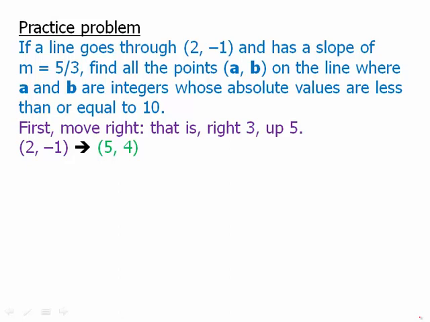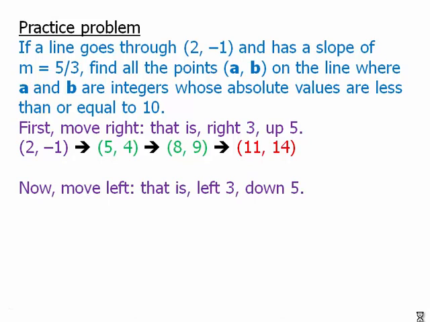That's 1 point. Then we can move 3 to the right and 5 up again. Add 3 to the x-coordinate, add 5 to the y-coordinate. That brings us to the point (8, 9). If we do it again, then we get points whose absolute values are greater than 10. So that doesn't count. We found 2 points that work, and then we ran up to a point that doesn't work. Well, we can also move to the left.